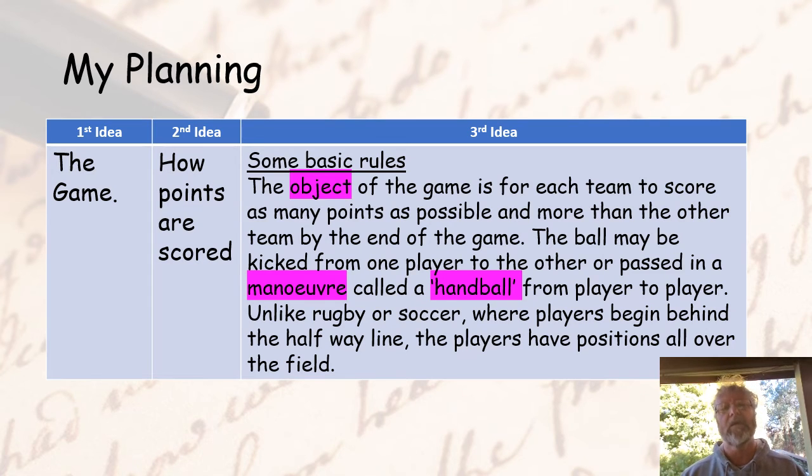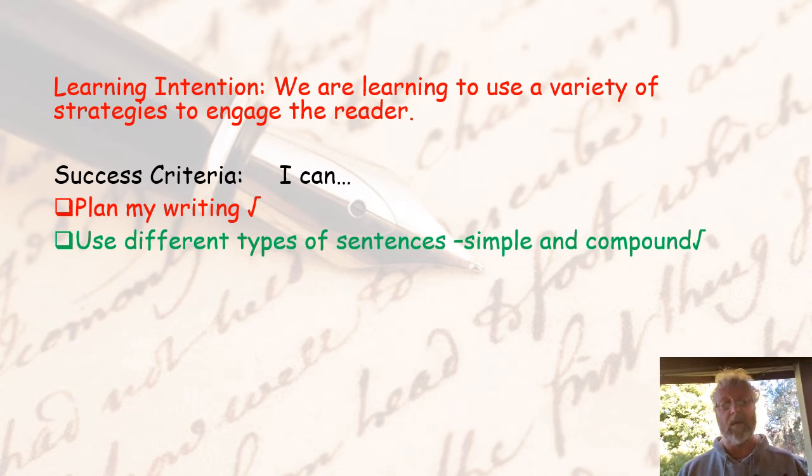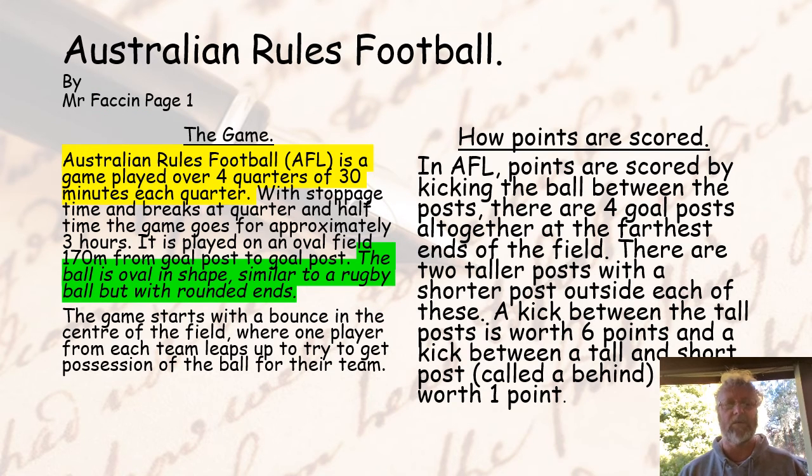And in my third one, I've just shown you some technical words that I've used: the object of the game, the word handball, and the word maneuver. These are pretty hard words for you, but they're okay for me. So let's have a look at my success criteria. I've planned my writing. I've used lots of simple and compound sentences. I've used interesting words. I've gone back and reread and edited my work, and it all makes sense. Now I've got all my ideas and I've written lots and lots about AFL, but I haven't written everything I know about AFL.